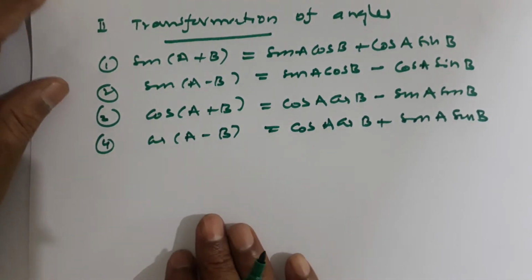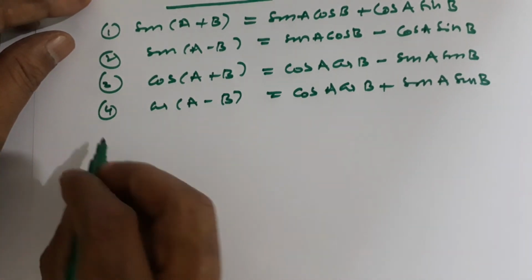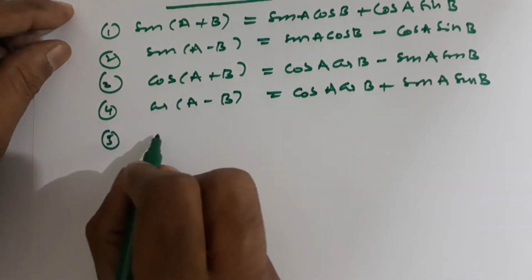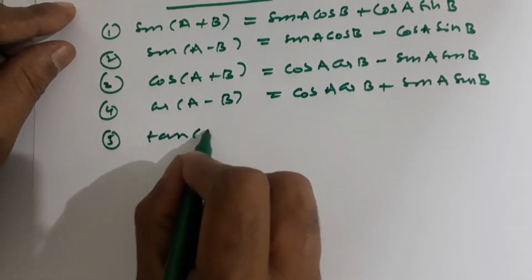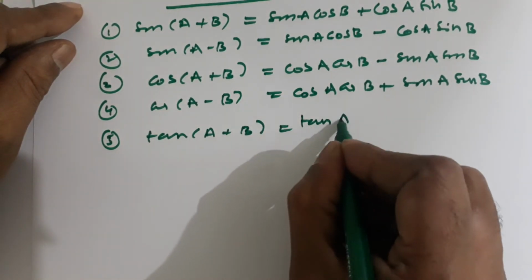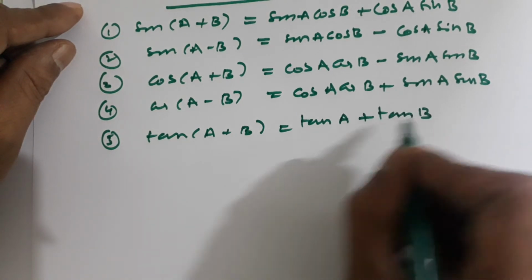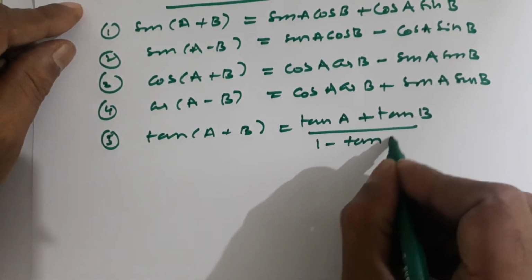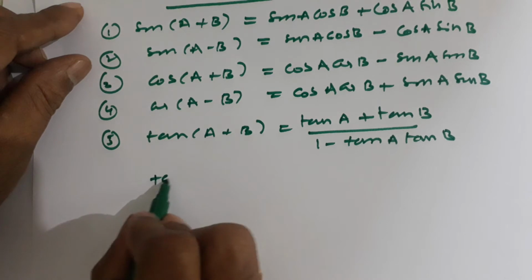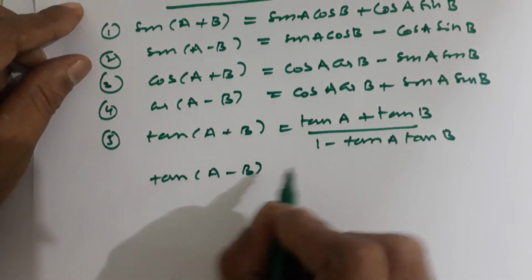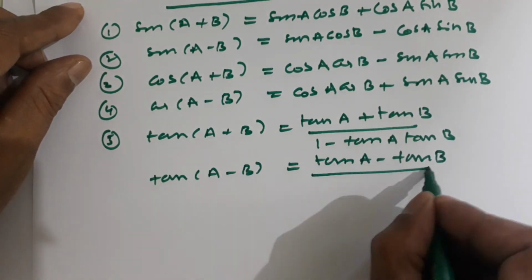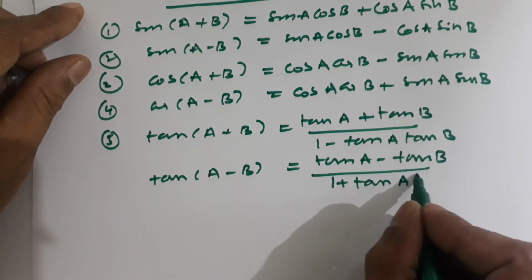These are useful in finding out the higher derivatives. Even fifth one, tan of A plus B is equal to tan A plus tan B divided by 1 minus tan A tan B. Similarly, tan of A minus B is equal to tan A minus tan B divided by 1 plus tan A tan B.